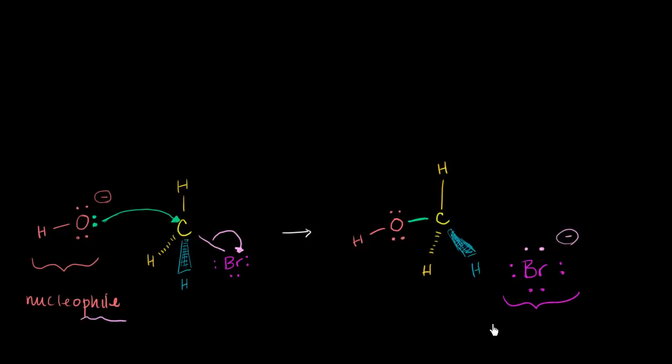Now, in this reaction, bromine has left, and that's why we call this the leaving group. We call this right over here the leaving group. The leaving group of the reaction. This thing right over here is the thing that is going to leave. That is the leaving group.